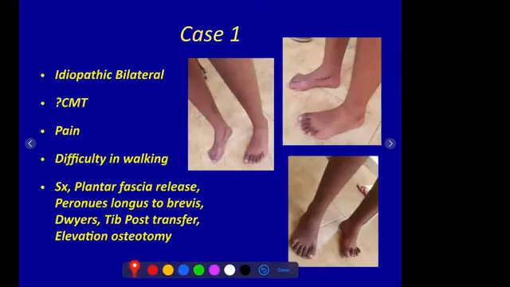His father was a brigadier in the army, and he came to see me with this cavovarus foot deformity. It was bilateral. So I did one side, and what I did was basically what I've described: the plantar fascia release, peroneus longus to brevis transfer, a tibialis posterior tendon transfer, and an elevation osteotomy of the first metatarsal. And that is his foot. These images were taken by the mother, and she sent them to me after we had corrected one.